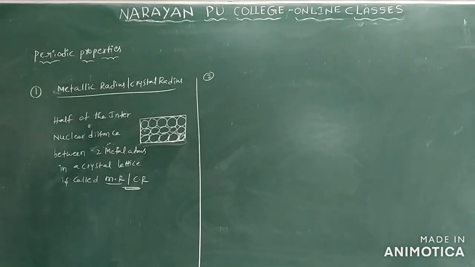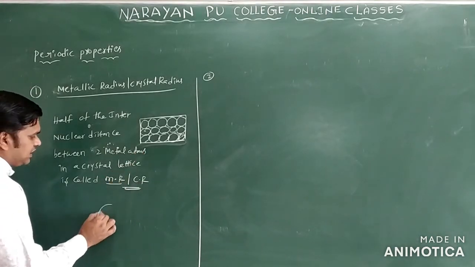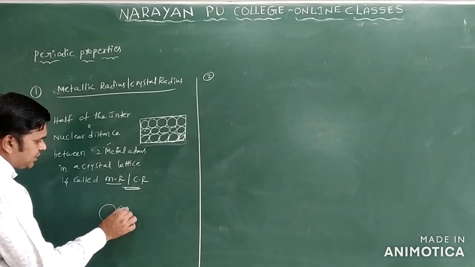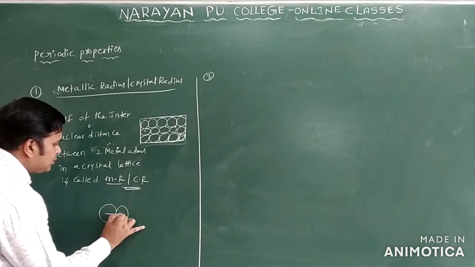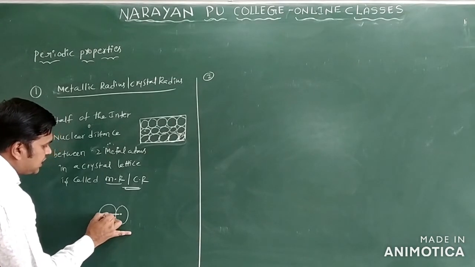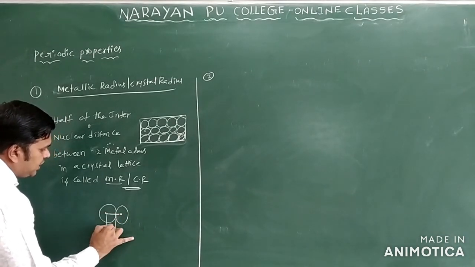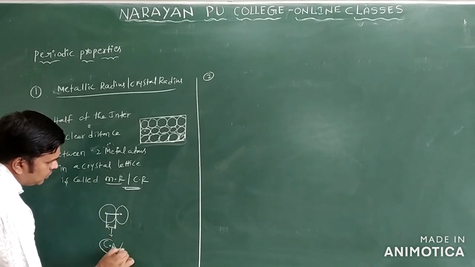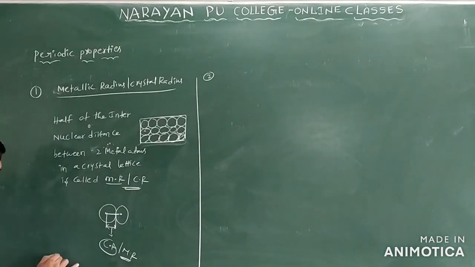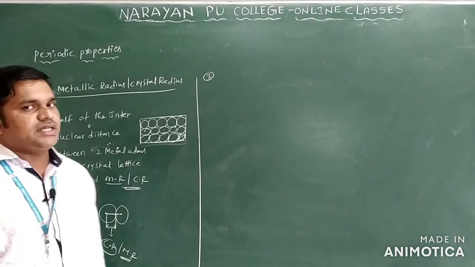So in this case, suppose you take any two atoms in the metallic crystal. I am taking two metal atoms here, and this is the center of the atom. If you take half of the internuclear distance, this tells the metallic radius. This is used exclusively for metals. So for metals, we find the metallic radius or crystal radius.